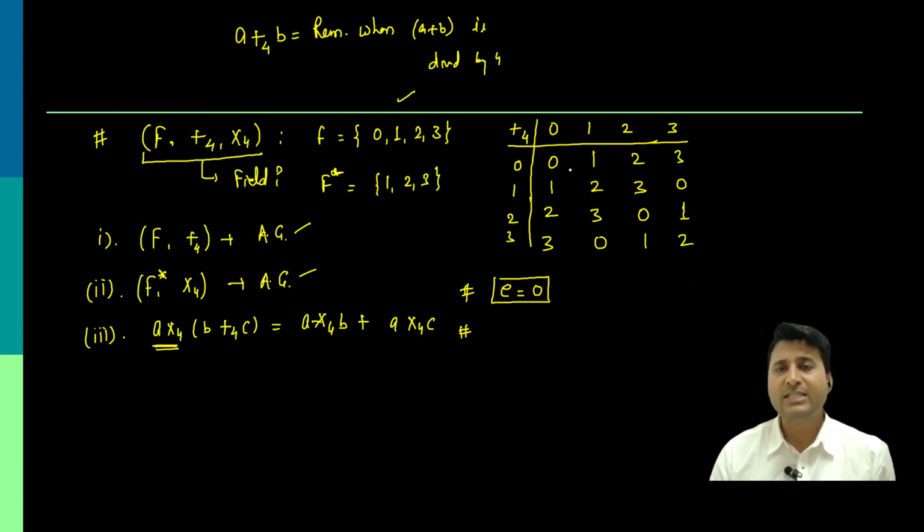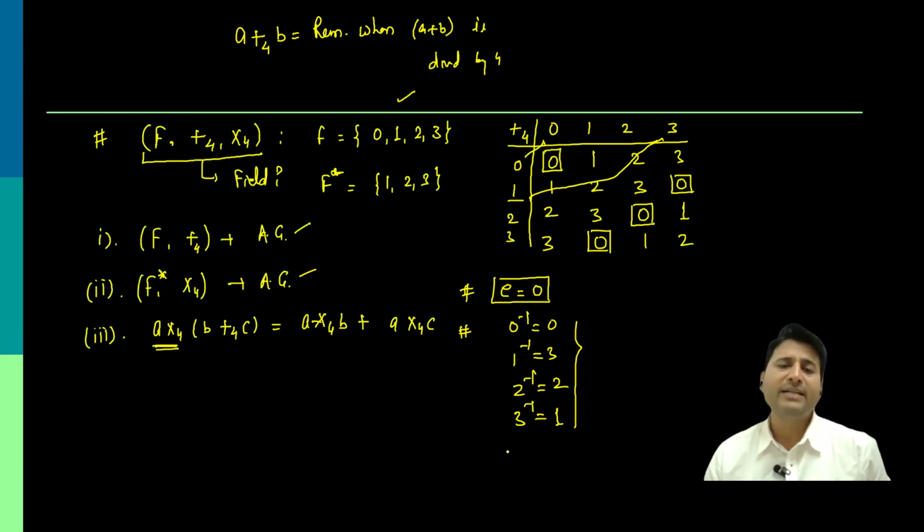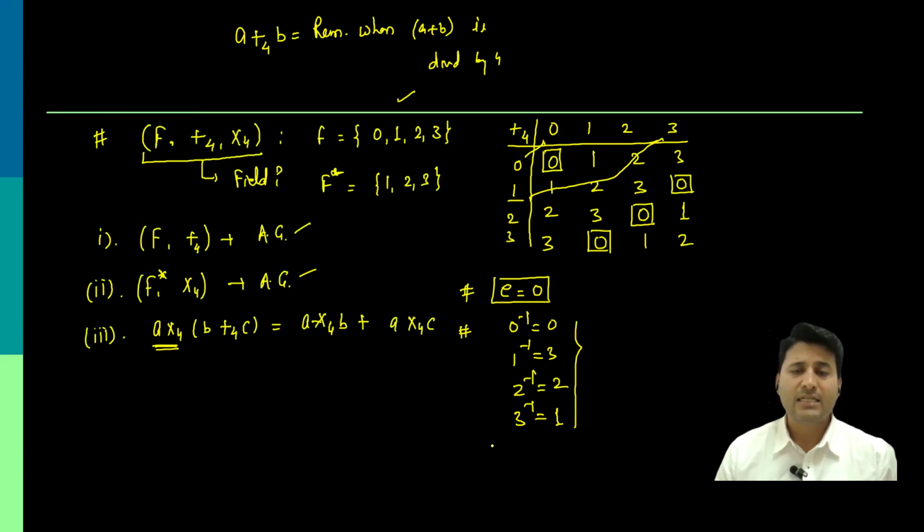Talking about inverse, since 0 is the identity, just find the 0 in each of the rows and that will help you find the inverse. So the inverse of 0 is 0. The inverse of 1 is 3; just see, 1 and 3 applied give you 0. The inverse of 2 is 2. The inverse of 3 is 1. So now you can say that for every element the inverse exists.